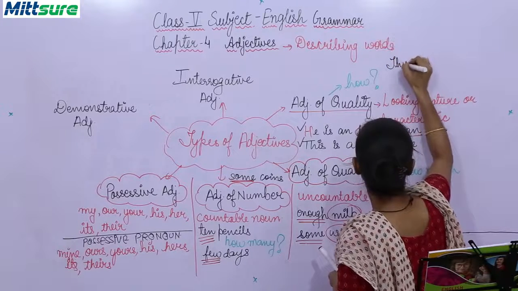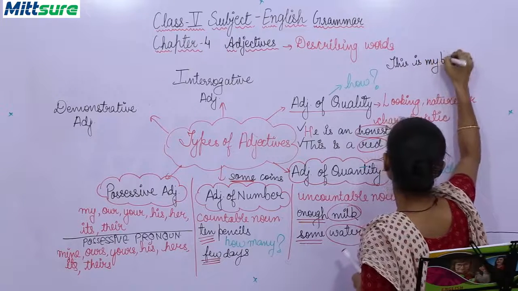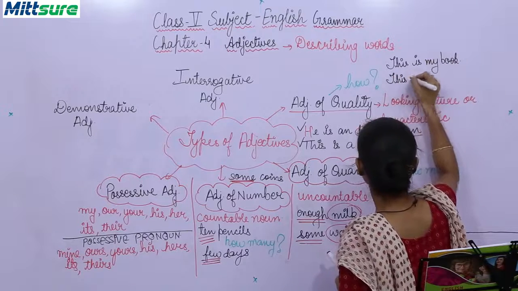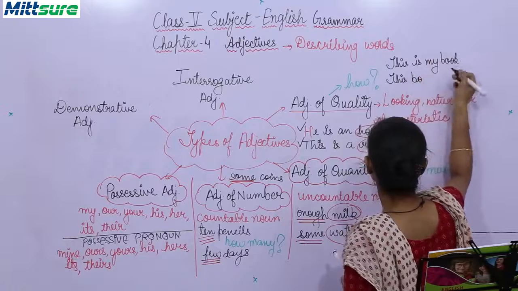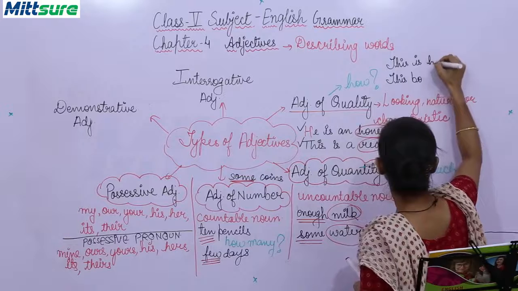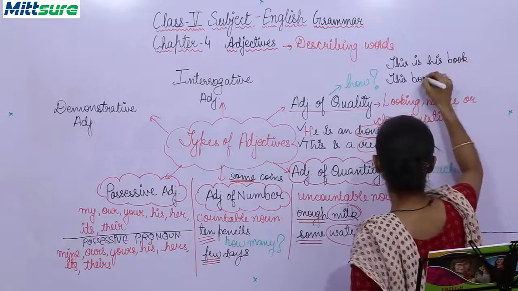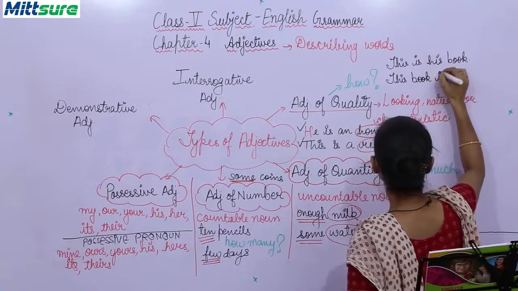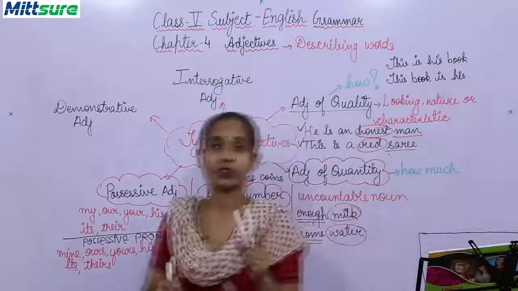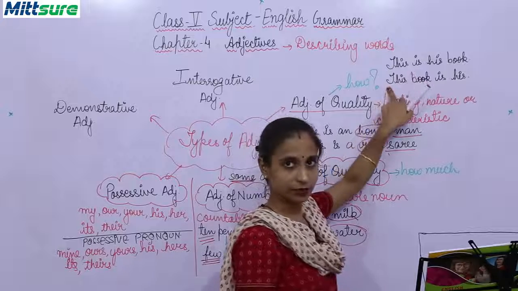This is my book. This book, or this is his book, his book. This book is his. Now children, look at both the sentences.